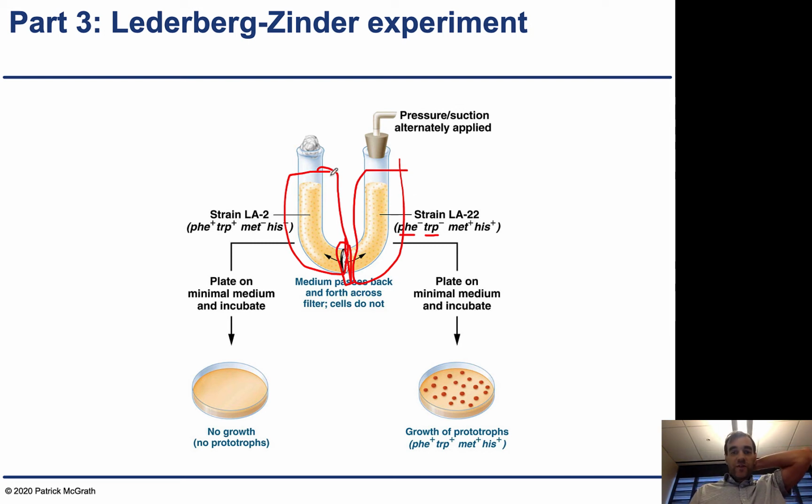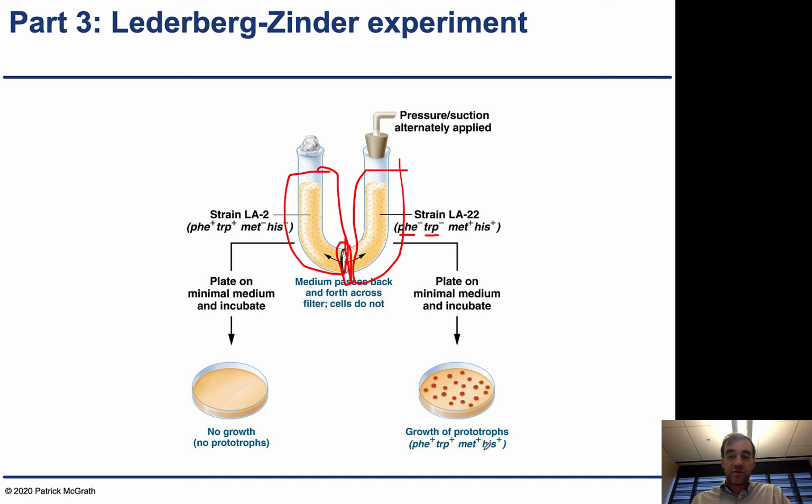So this filter allows media to move back and forth between these two tubes. And what the experimenters found was that if they took a sample of this culture and plated it, they were unable to grow any sort of colonies. No prototrophs were able to develop from this experiment. But if they took bacteria from this side, from the strain LA22 side, they now were able to plate these bacteria on minimal media and incubate, and they found that a small amount of bacteria were able to grow.